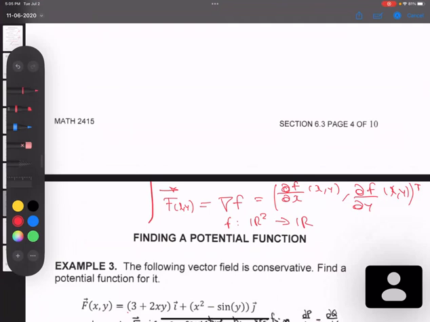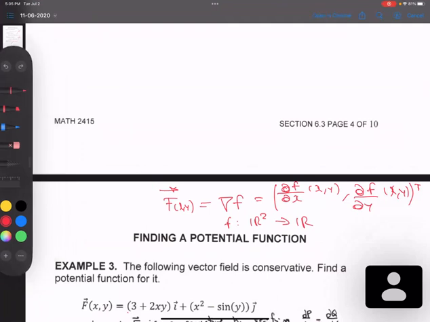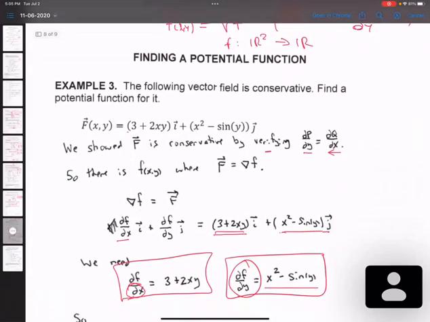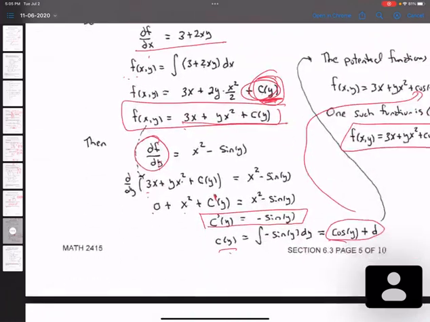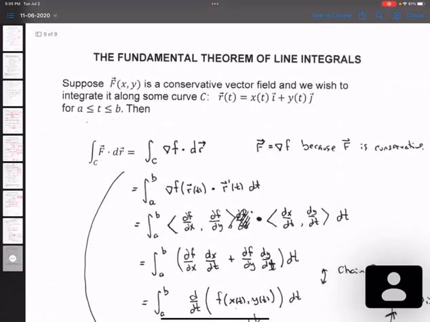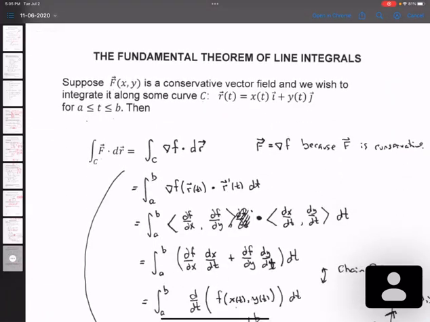Okay, so we move to the next part. Then we solve this. So then we have the theorem, the fundamental theorem of line integrals. Okay, this is important.